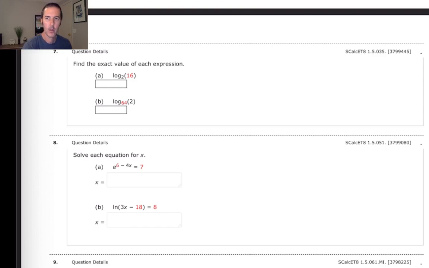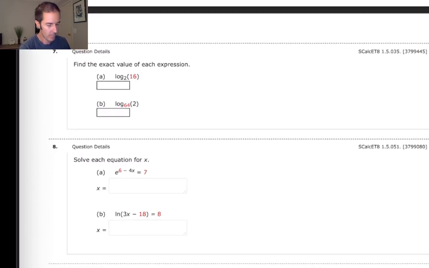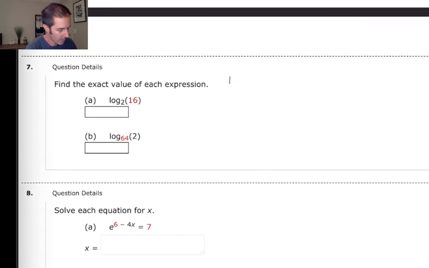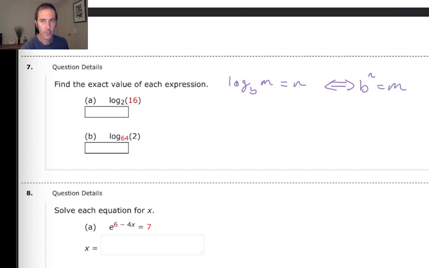And just a good little quick review of logarithms. Remember that if you have a log with a base of b being applied to m, and if the result of that log is n, this statement is equivalent to this one that says b, which is the base, raised to the power of n is equal to m. So you can use those interchangeably.